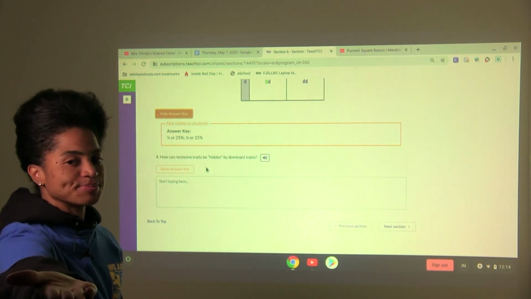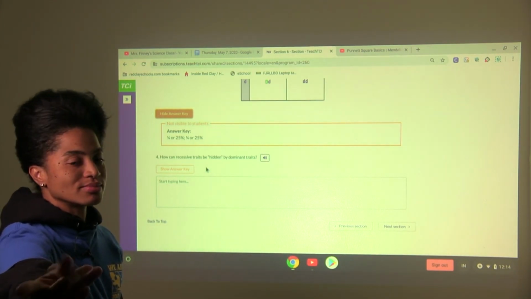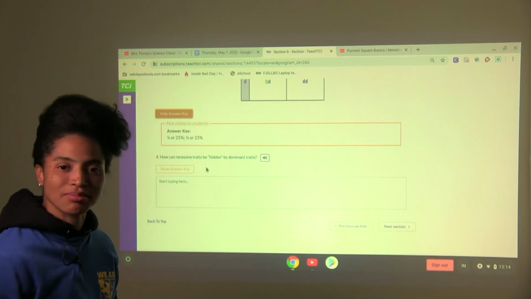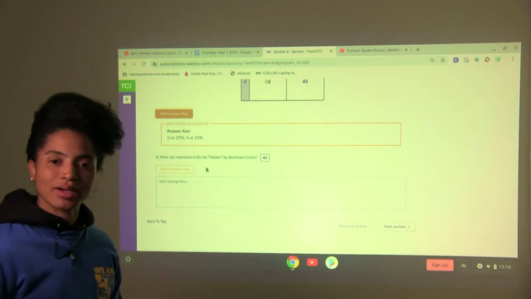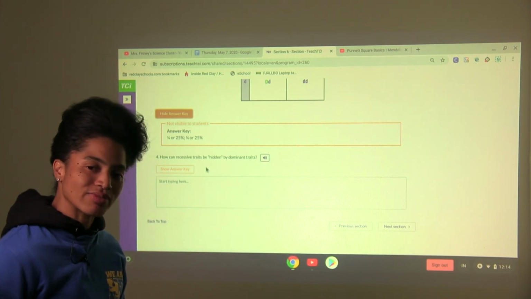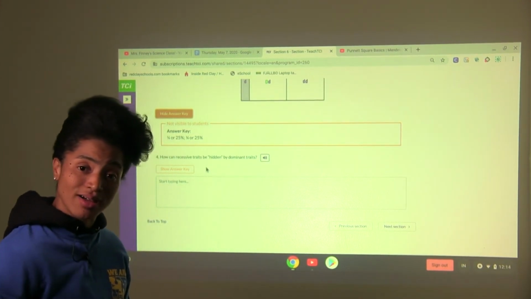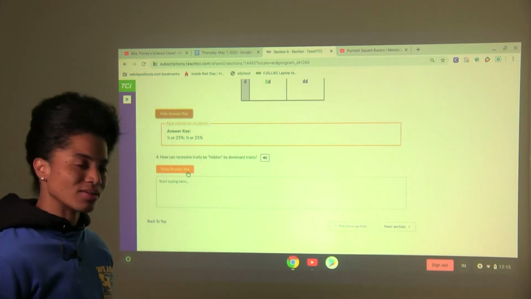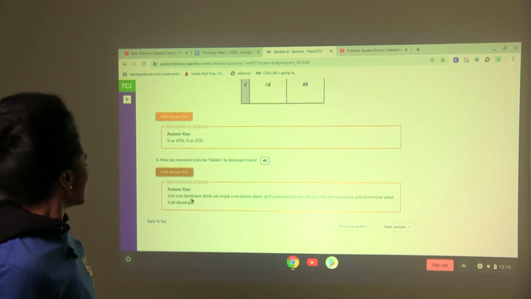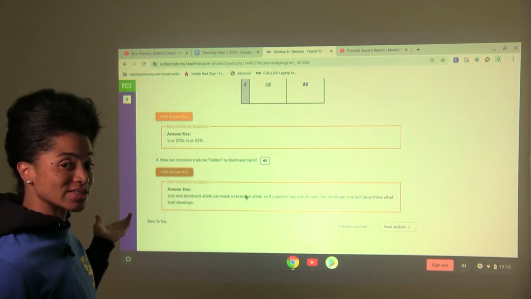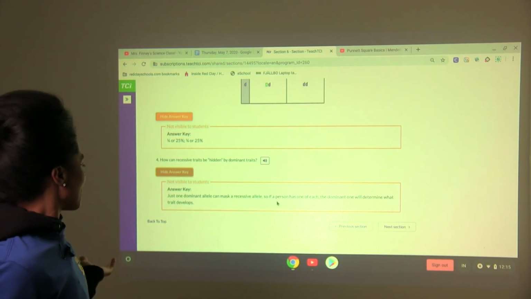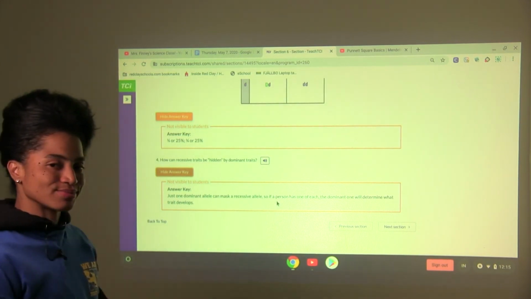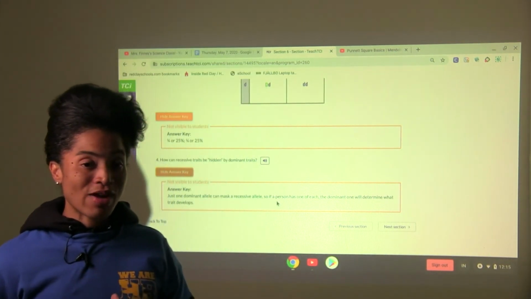All right, number 4: how can recessive traits be hidden by dominant traits? Take it away. Go ahead. I know you know this. Exactly. Tell somebody, call somebody, text somebody, email somebody. Let them know what you know, because you know your stuff. Being smart is so cool. Just one dominant allele can mask a recessive allele. So if a person has one of each, the dominant one will determine what trait develops. Bingo.